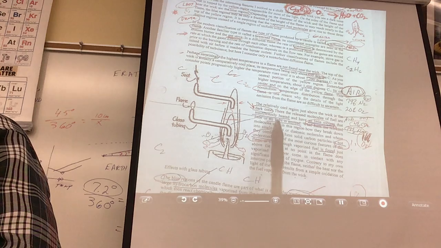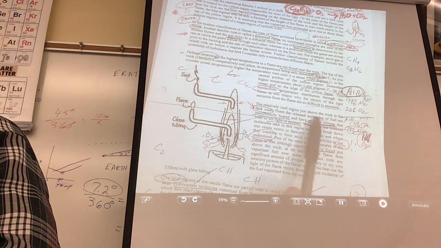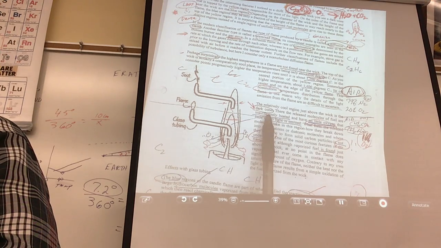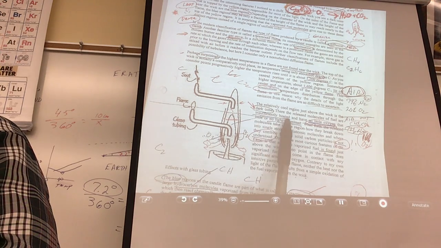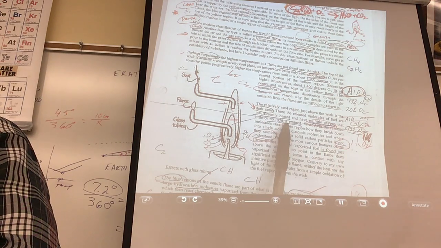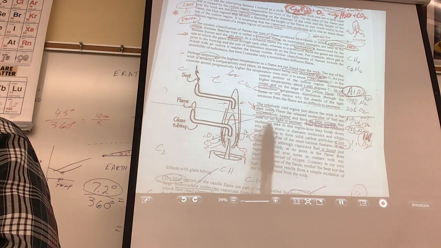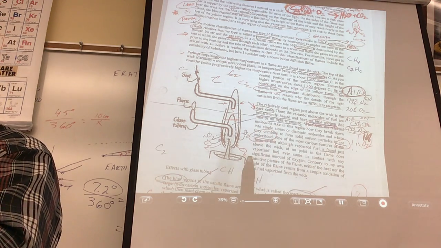And let's read that real quickly. It says here, the relatively cool region just above the wick is the dark zone, dark cone. There, released molecules of fuel are insufficiently heated and they have so little oxygen that no light is emitted.